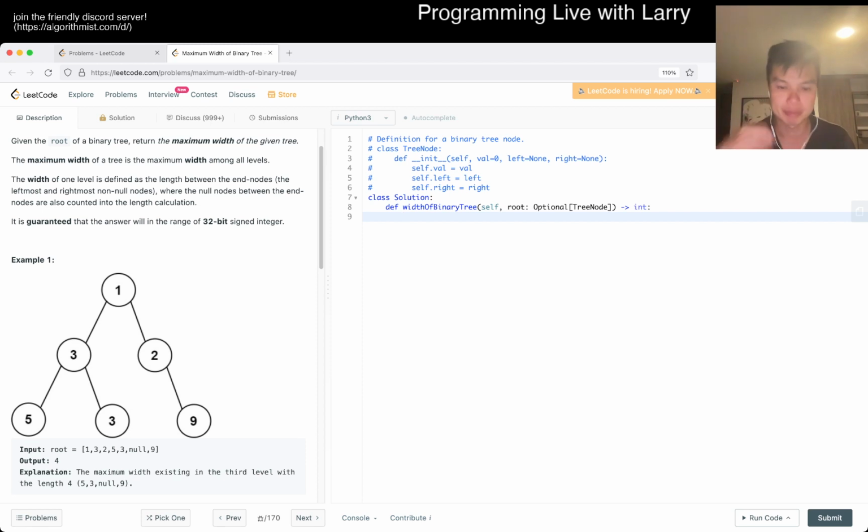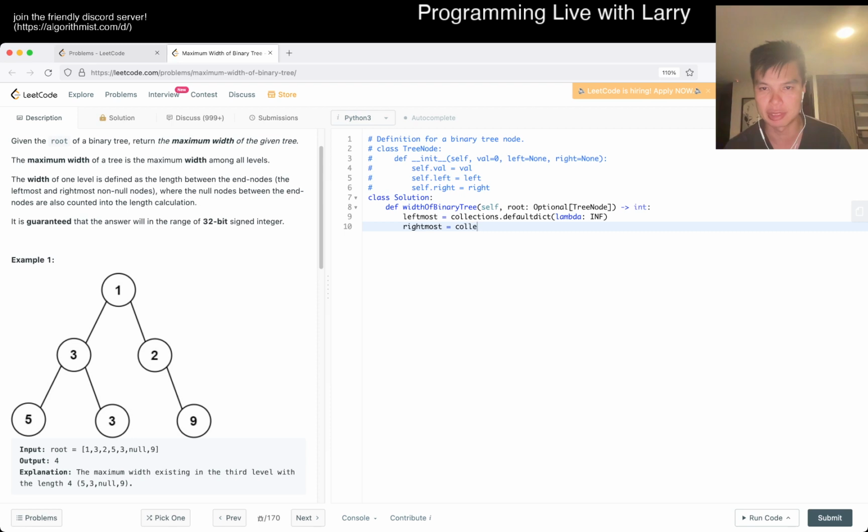And basically I will have leftmost. Let's just do a defaultdict of, let's say, leftmost. We want to have an infinity number, so let's just say lambda of infinity, and then rightmost is the same, but in the other direction, of negative infinity.